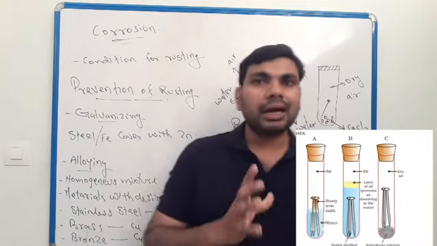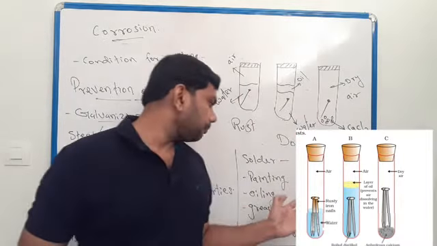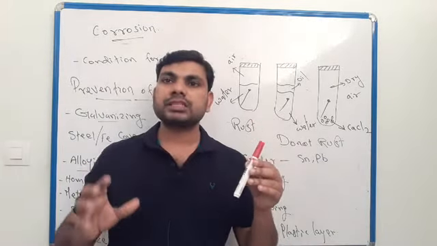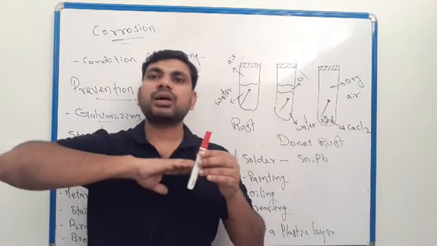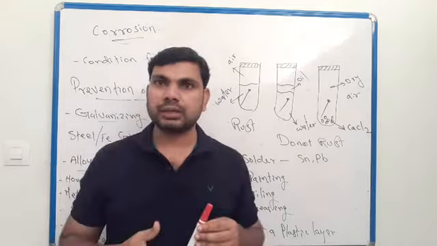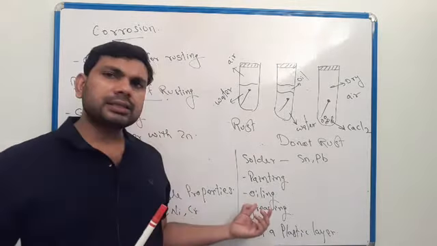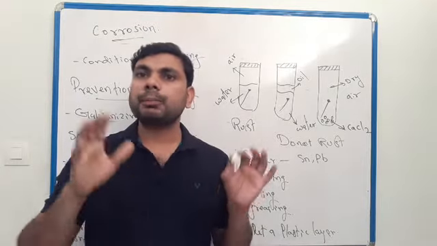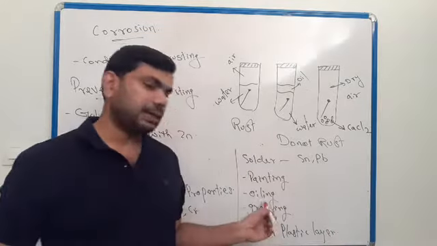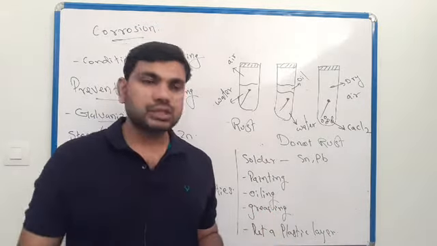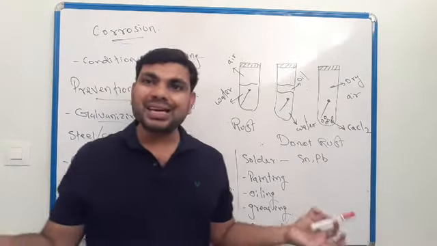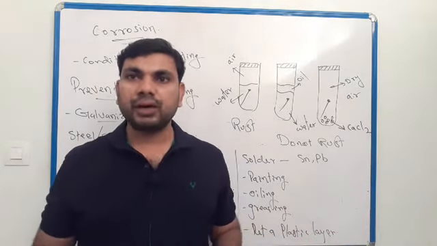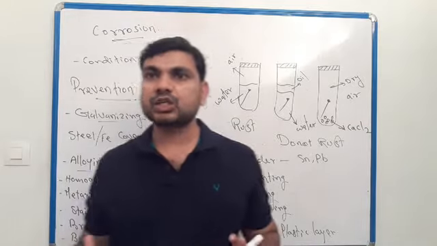We have other methods to prevent rusting of iron. Here, painting. We have a piece of metal, we want to prevent rusting, so we have to paint the surface of the metal. Another one, oiling. The surface of the metal is covered with oil, put a layer of oil, or put a layer of grease, called greasing. Greasing means we will put grease on the surface of the metal. Or put a plastic layer on the surface of the metal. These are the different methods to prevent rusting of iron.